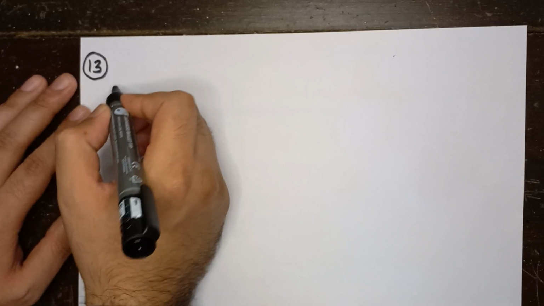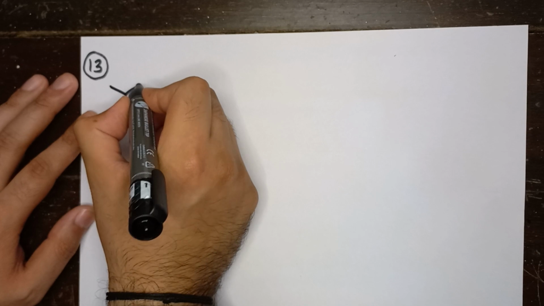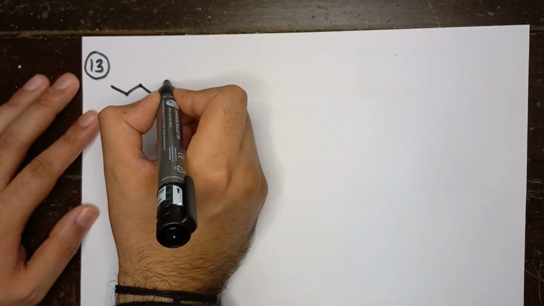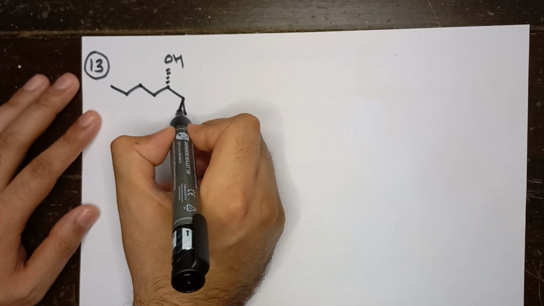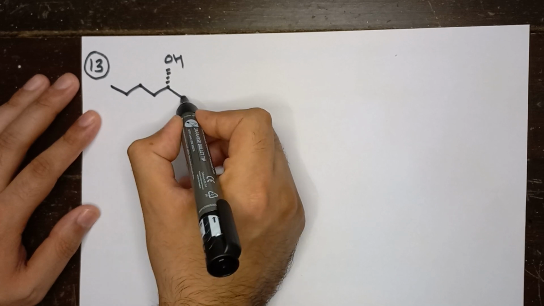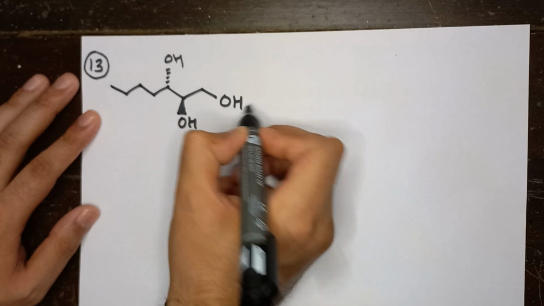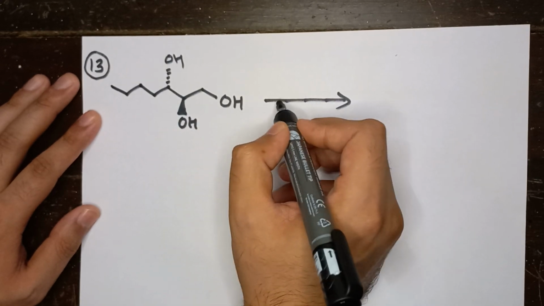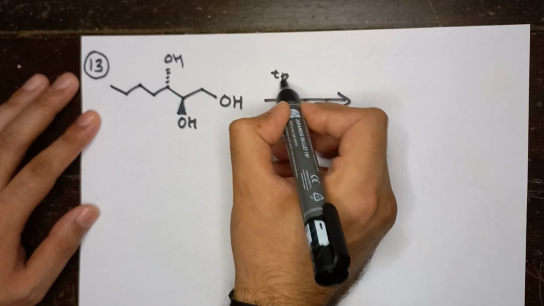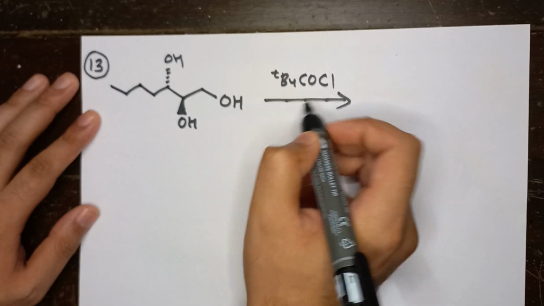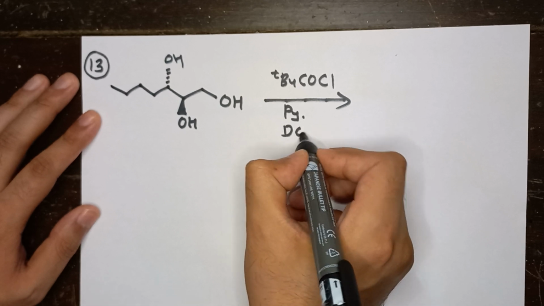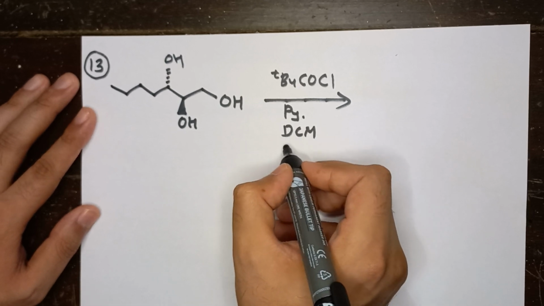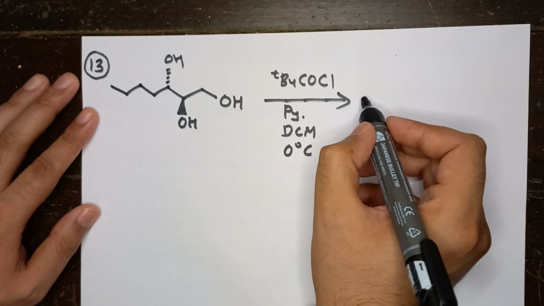Okay, so for the next reaction, we have a secondary alcohol. We have another secondary alcohol, and we have a primary alcohol, and we are reacting this with tert butyl acyl chloride using pyridine as a base, DCM as a solvent, and we are keeping it at 0 degrees Celsius. So what is the product?